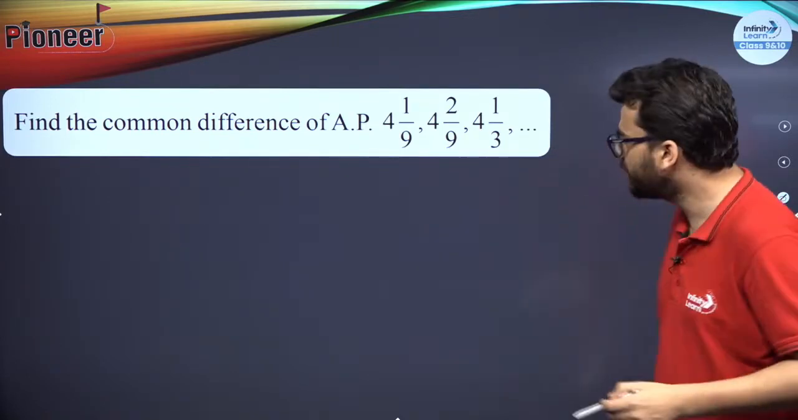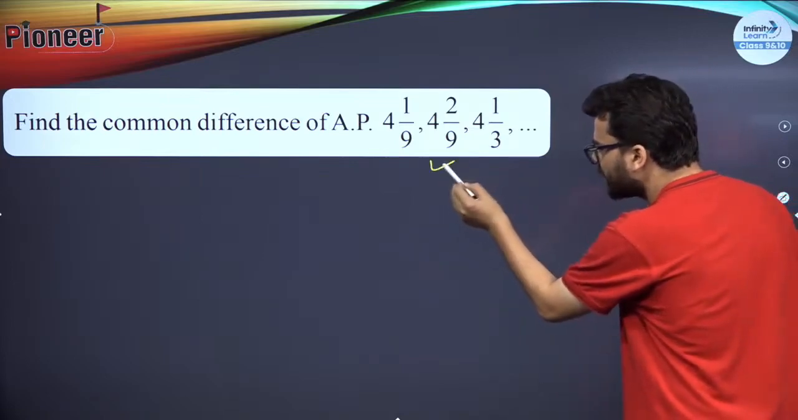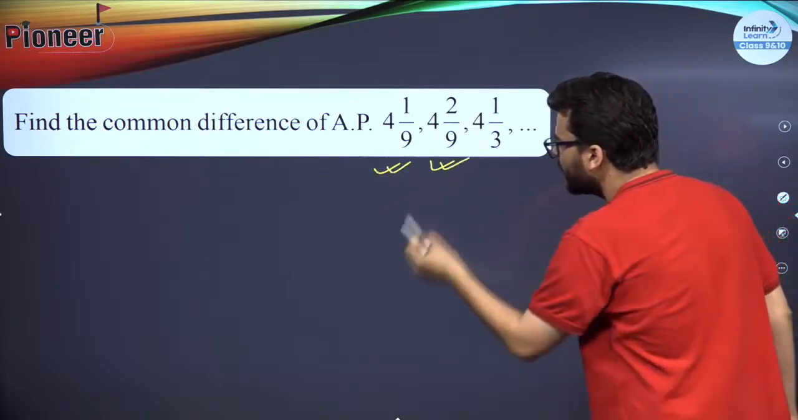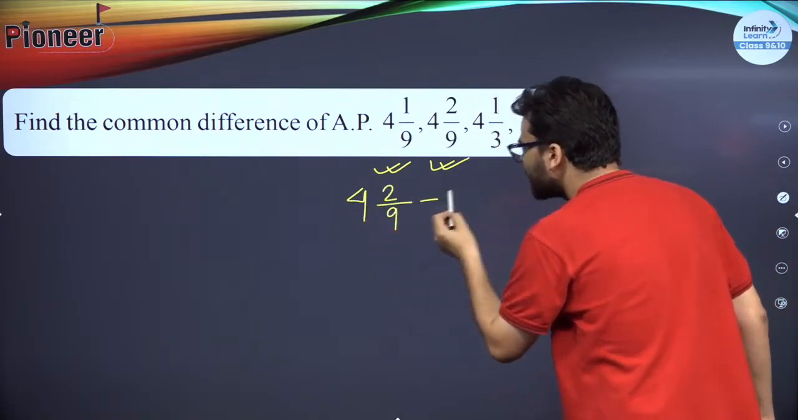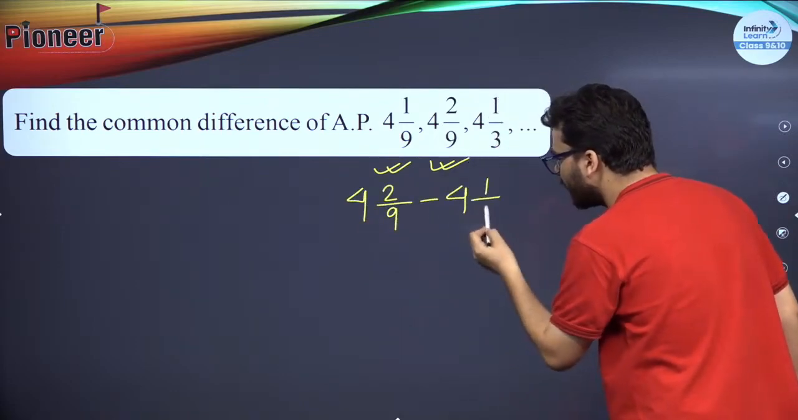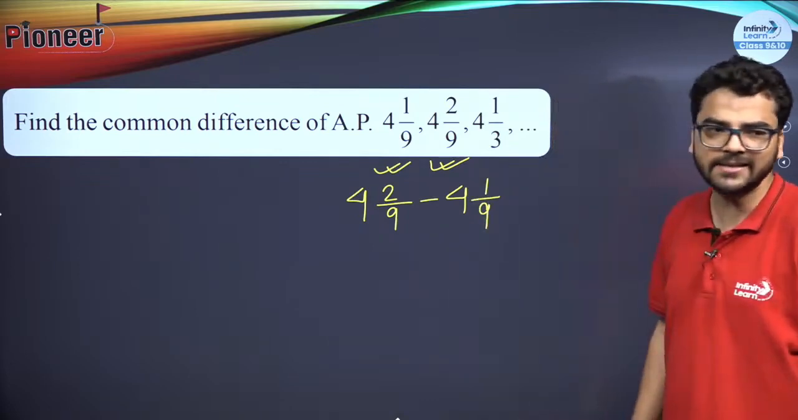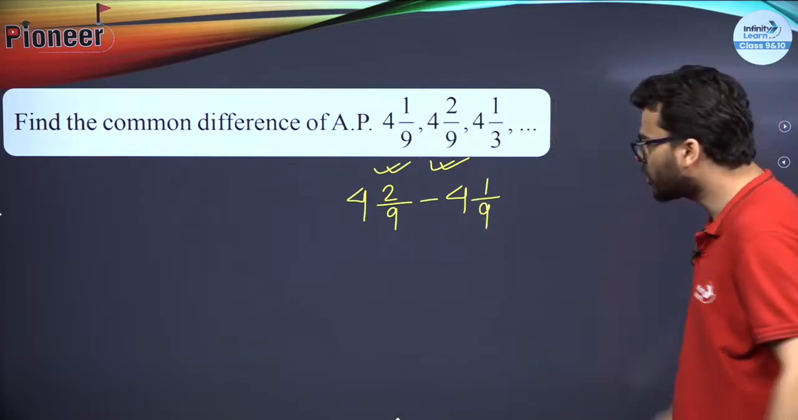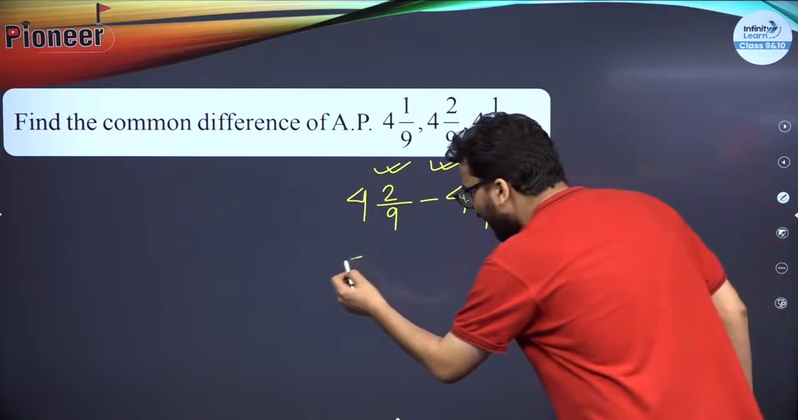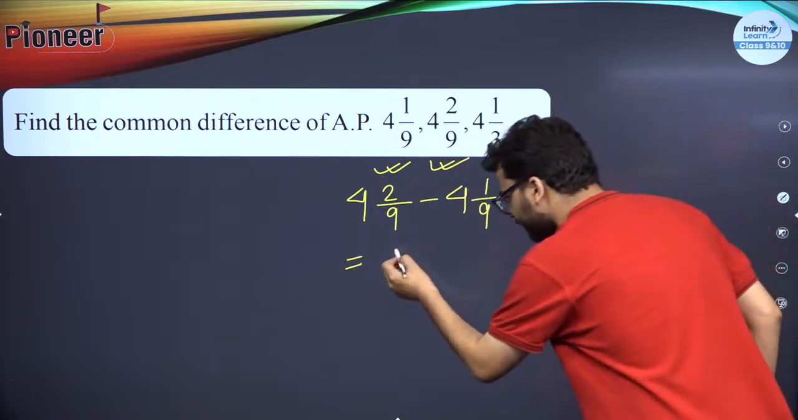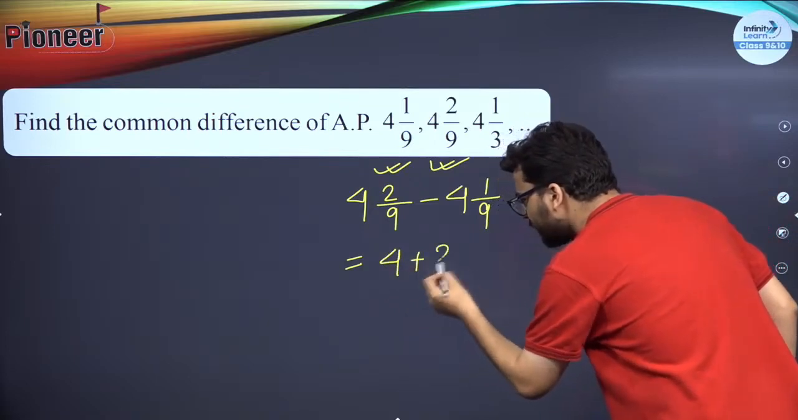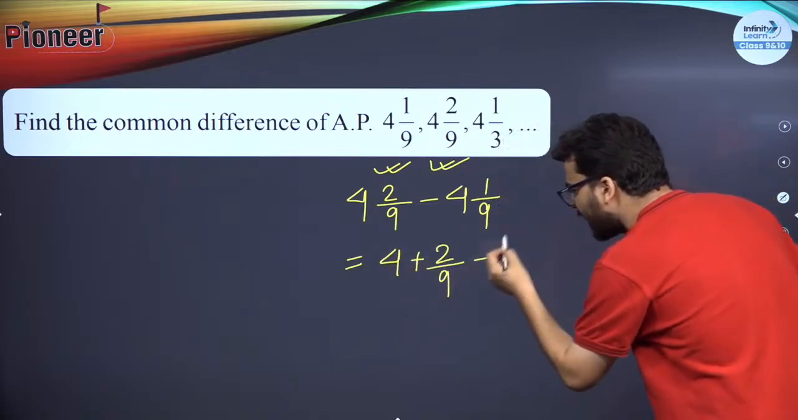So common difference will be what? Difference between a term and its previous term, right? So that will be 4 and 2 by 9 minus 4 and 1 by 9. Can I say like that? So that is the common difference. I'm just explaining it, although you can do it in your mind. You don't need to simplify it. Can I not say it is something like this, guys?